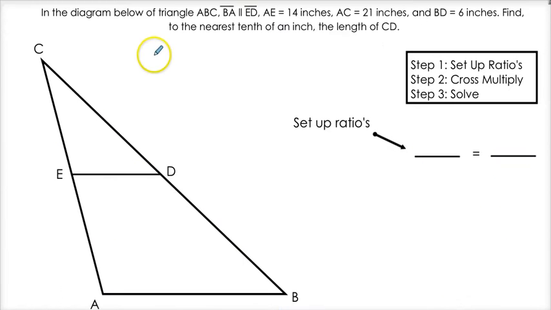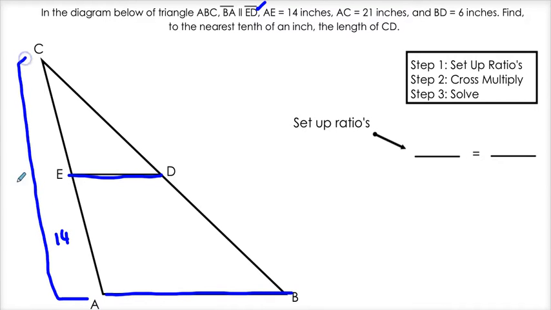Now for this one, let's try this guy. In the diagram below of ABC, we know that BA, which is this line right here, is parallel to ED. So this line in the middle is parallel to the base. We got the parallel. Now we know that AE is 14. AC, which is this whole thing, is 21, and BD is 6. Find the length of CD, which is right here.